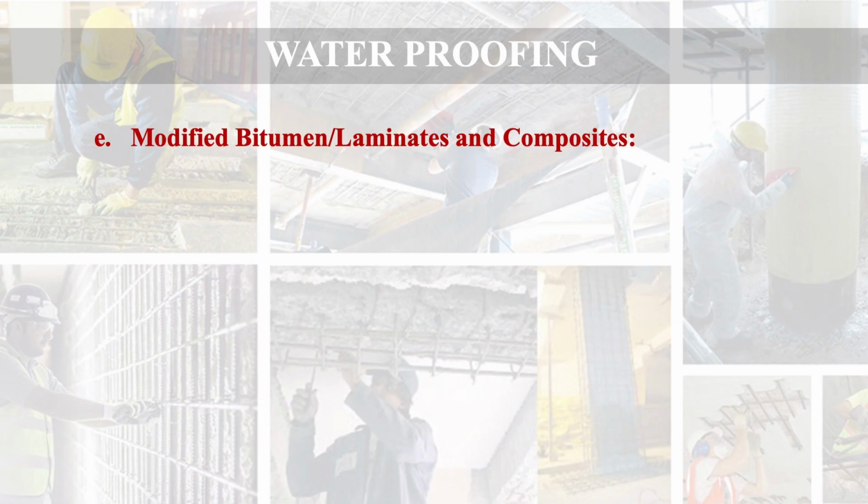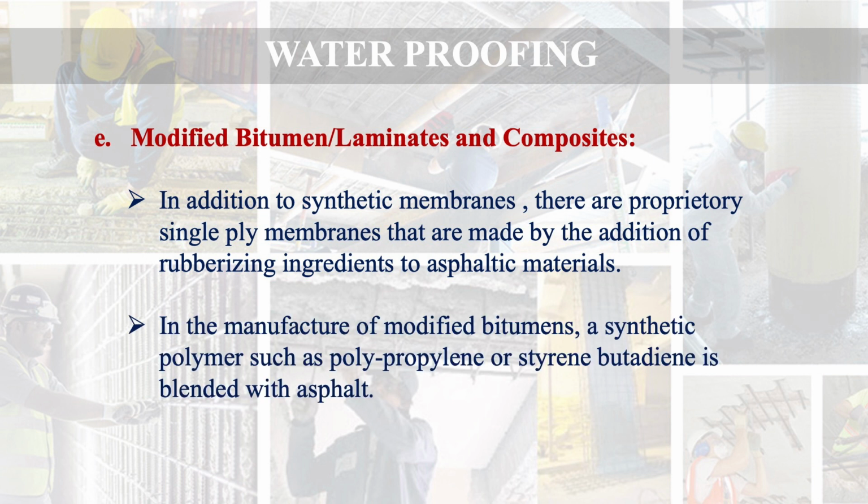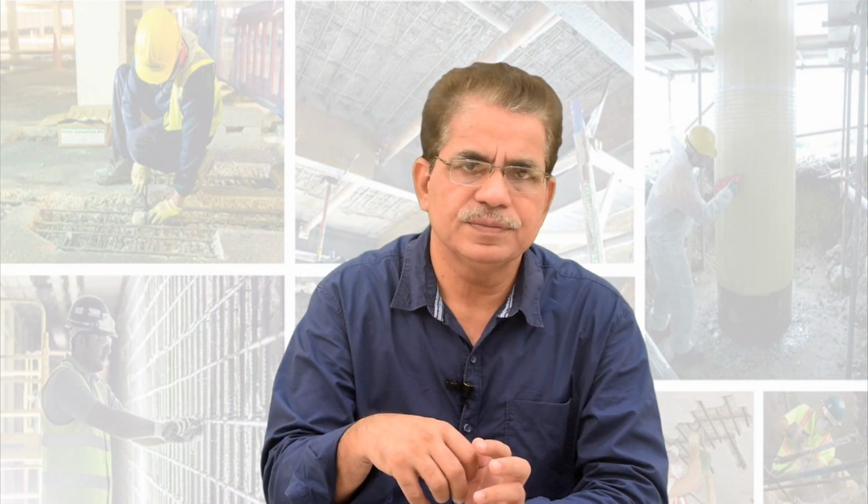Next is modified bitumen or laminates and composites. In addition to synthetic membranes, there are proprietary single ply membranes that are made by the addition of rubberizing ingredients to asphaltic materials. In the manufacture of modified bitumens, a synthetic polymer such as polypropylene or styrene butadiene is blended with asphalt. So this is the composition of this type of material.